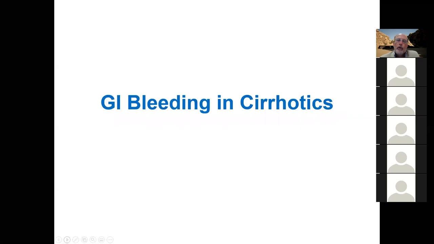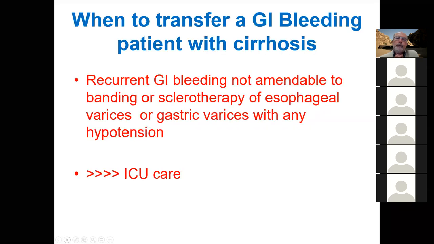We'll talk about these over the course of the year in some more detail, but I put this in this package thinking this would be a great intro. Talk about management in the hospital, moving to the ICU, or moving to a transplant center. When to transfer: recurrent GI bleeding not amenable to banding or sclerotherapy, or TIPS. And think about a TIPS shunt early in these patients.